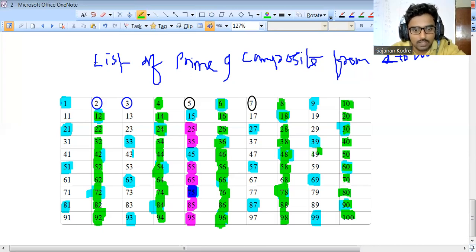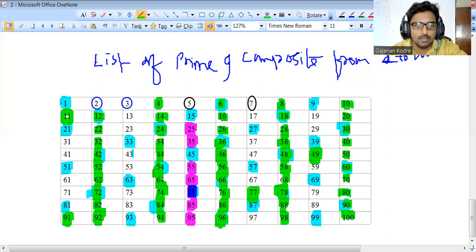Here 49 was not crossed out yet, so 49, then 56 already crossed out, then 63 already crossed out, 70, then 77, then 84, then 91, then 98 already crossed out, and so on. As you are done with the 7, whatever numbers remain now are the prime numbers. So you need to answer them.